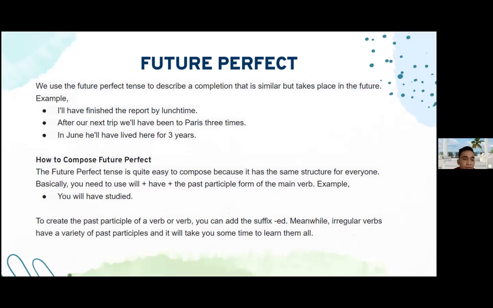How to compose the future perfect? The future perfect tense is quite easy to compose because it has the same structure for everyone. Basically, you need to use will plus have plus the past participle form of the main verb. Example: you will have studied. To create the past participle of a regular verb, you can add the suffix -ed, while irregular verbs have a variety of past participles, and it will take you some time to learn them all. Next.